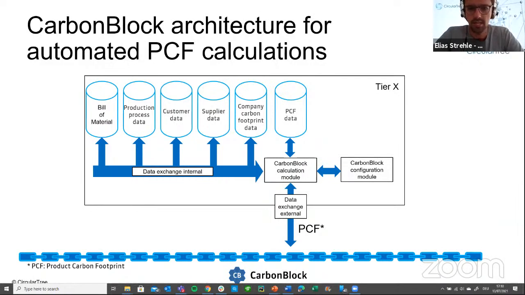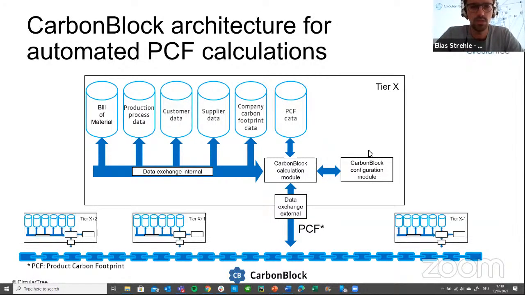So on the next slide, if you could go forward. Here you see this larger idea. On tier X we have these calculations, but of course also upstream and downstream in the supply chain. Next slide, please.